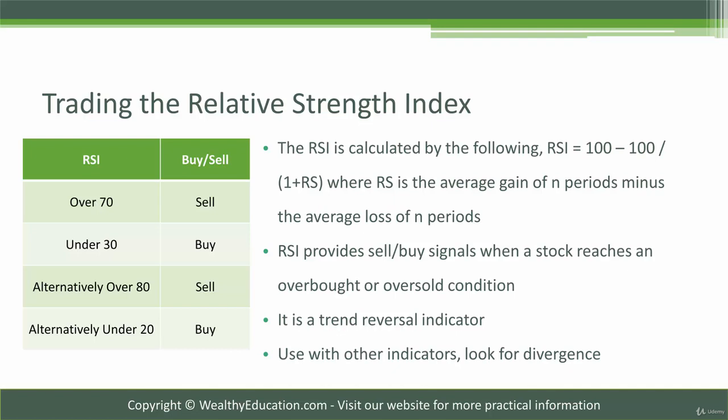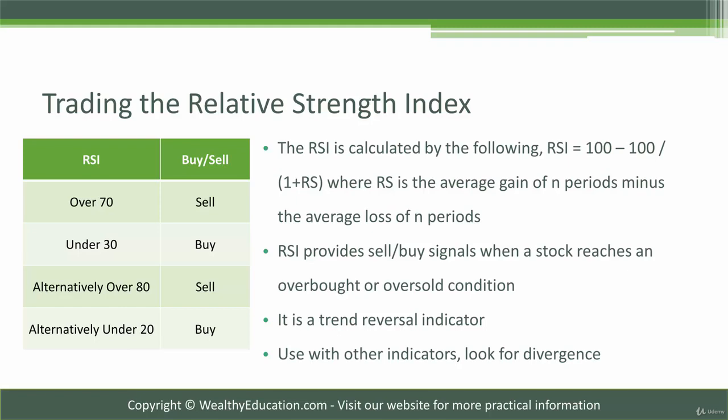We're also going to look for divergences, just like we did with the MACD. So we'll look for both positive and negative divergences. If the RSI is moving down and the stock is continuing to move up, we have a negative divergence. And if RSI is moving up and the stock is moving down, then we have a positive divergence.